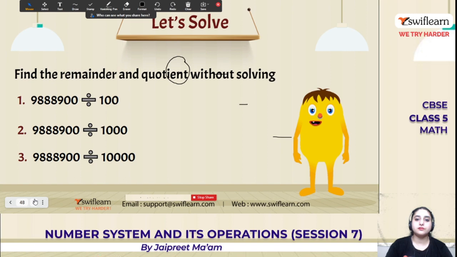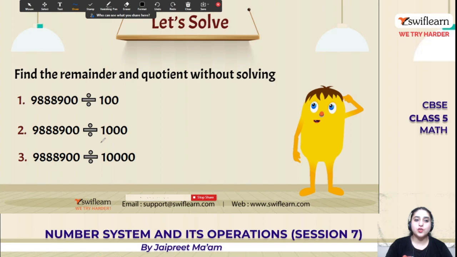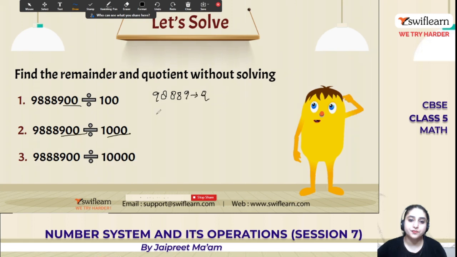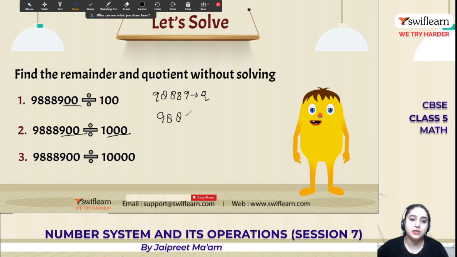Okay, so you can do these questions? Yes. So it's 100, so it will be the last 2 digits as remainder. 98889 is the quotient, right? Now for the last 3 digits as remainder, 900 will be the remainder, right? So 98898 will be our quotient and 900 will be the remainder.